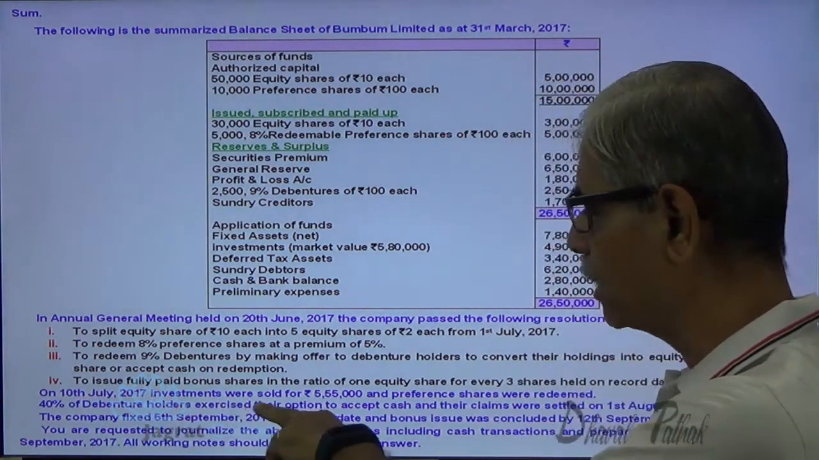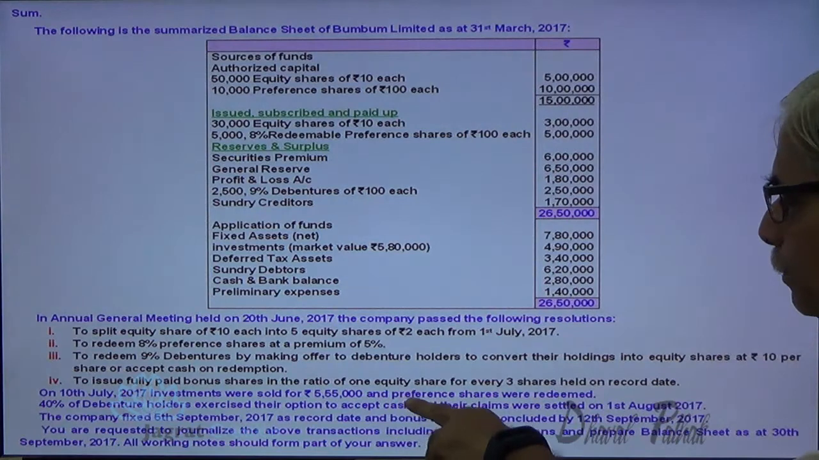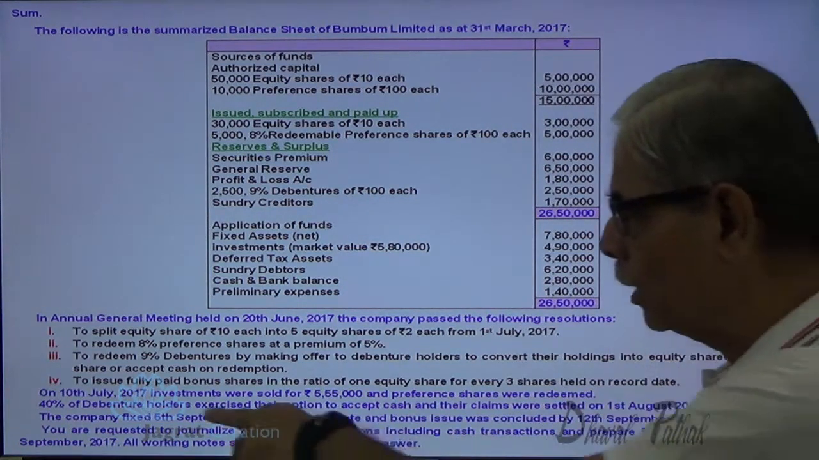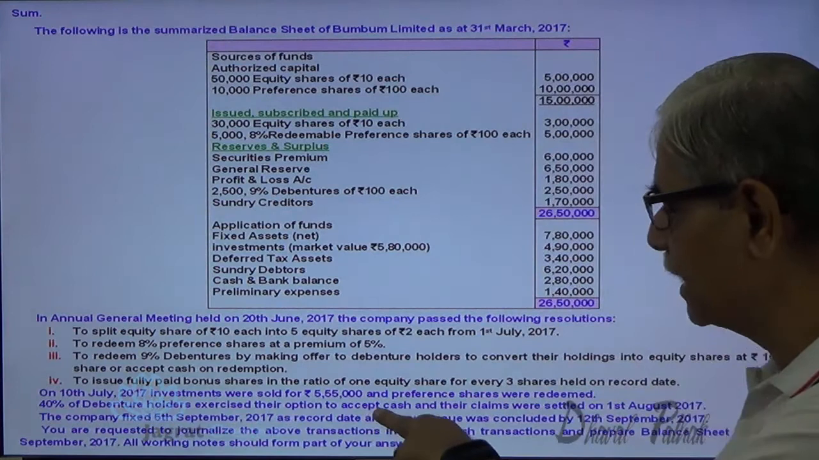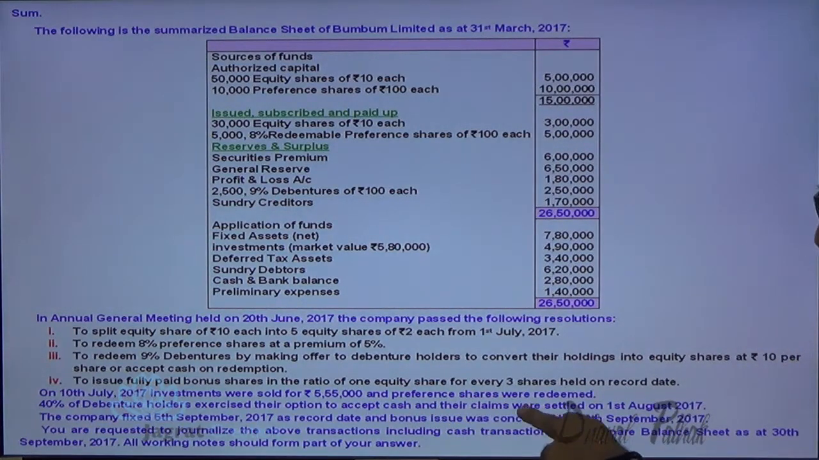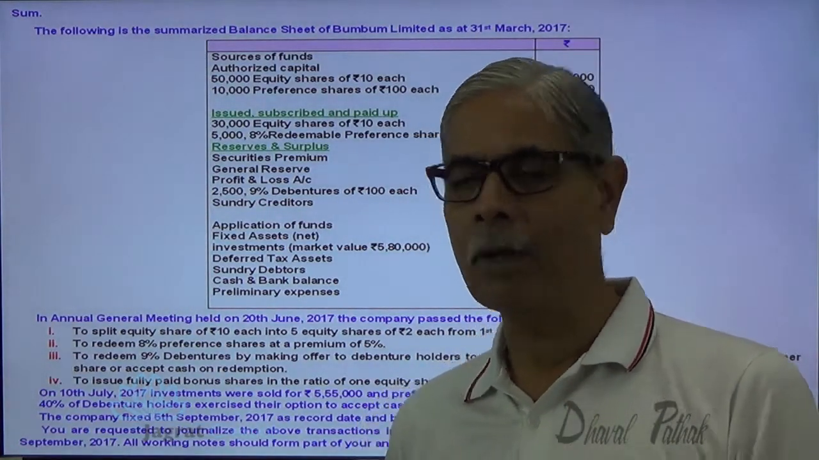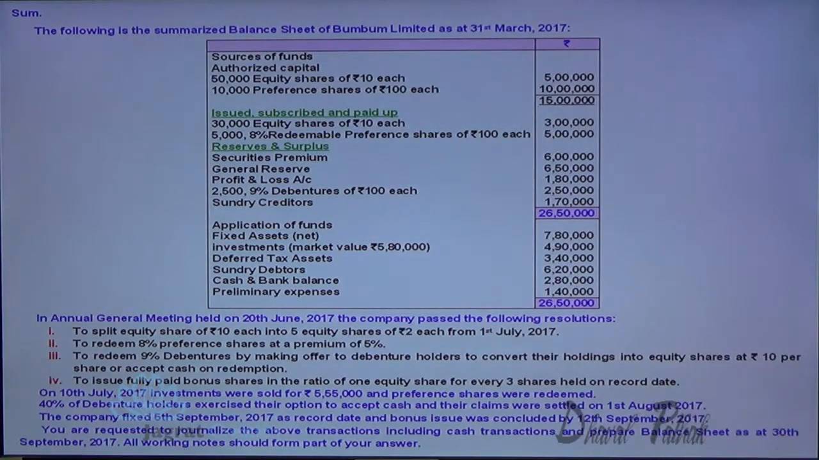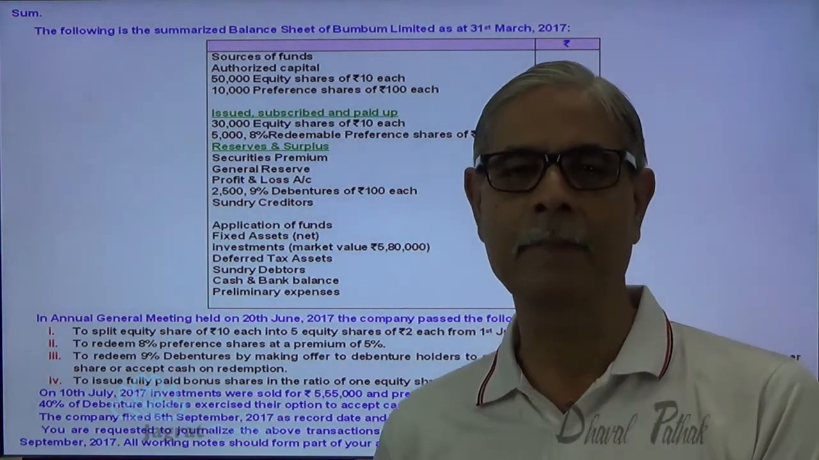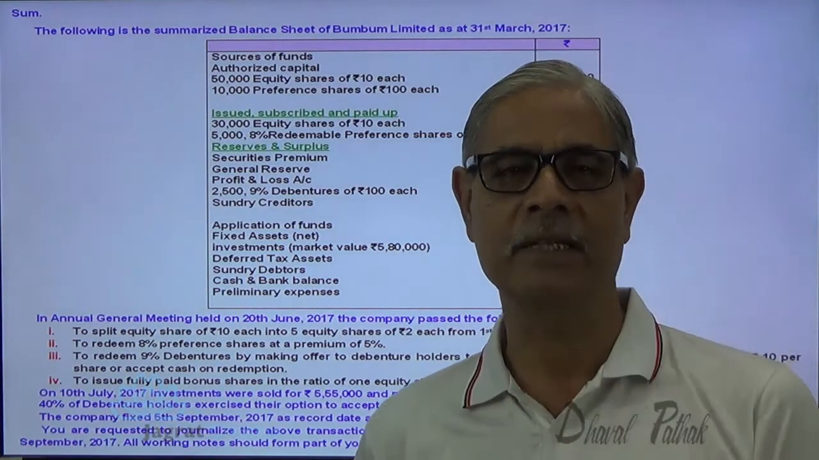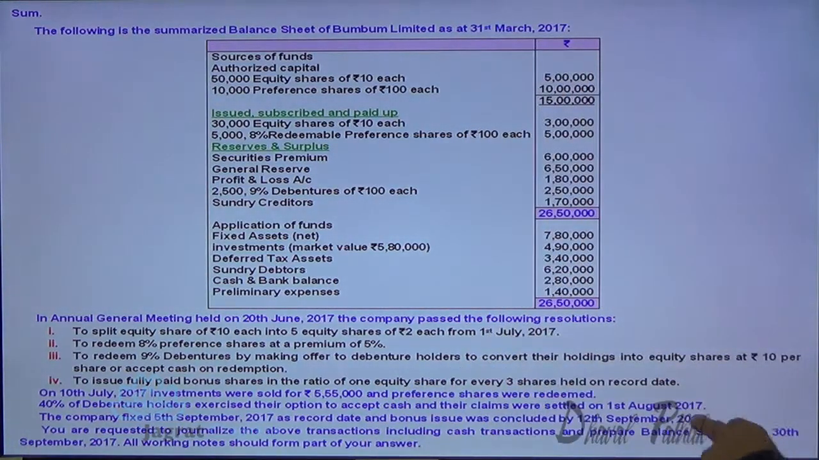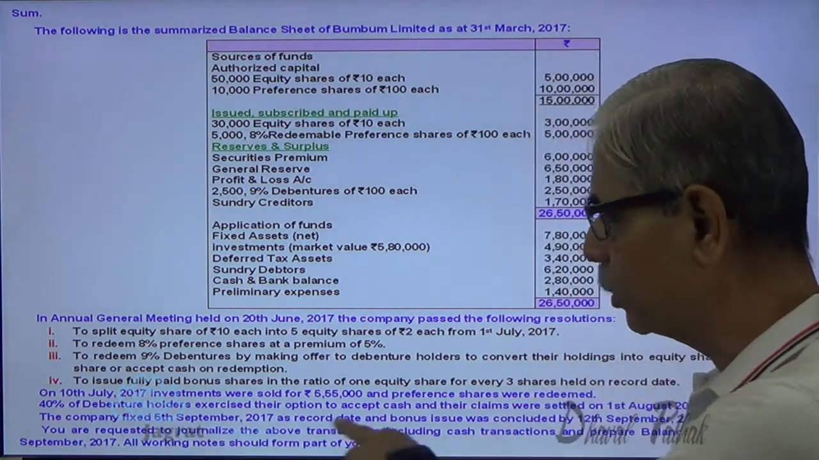On 10th of July, investments were sold for rupees 5,55,000 and the preference shares were redeemed. 40% of the debenture holders exercised their option to accept cash and the remaining claims were settled on 1st of August 2017. The balance sheet date is 31st of March and the claim of debenture holders is settled on 1st of August 2017. So when you redeem the debentures, you are required to pay 4 months interest. You are requested to journalize.